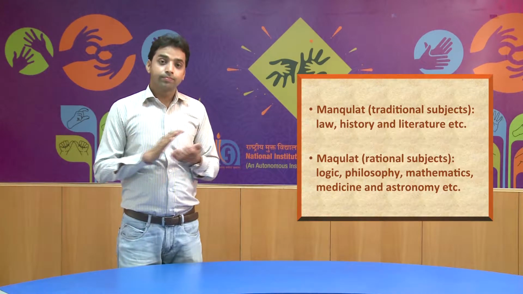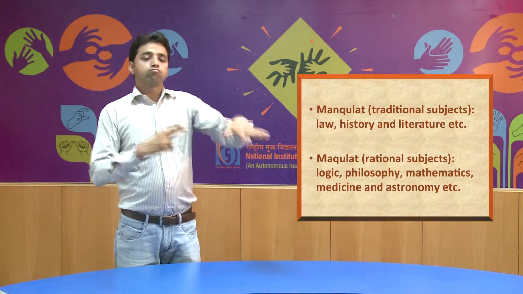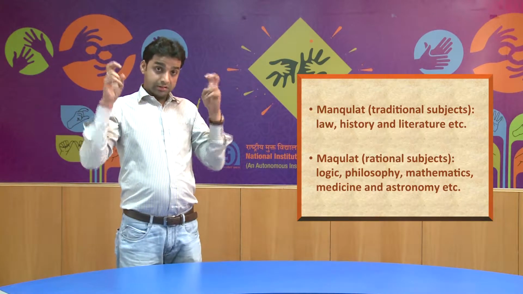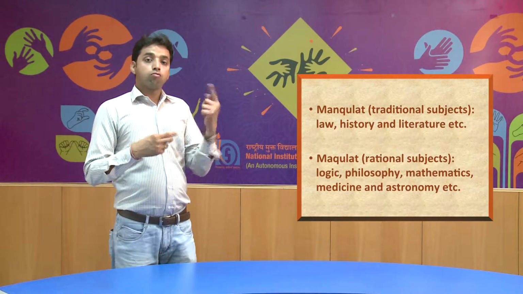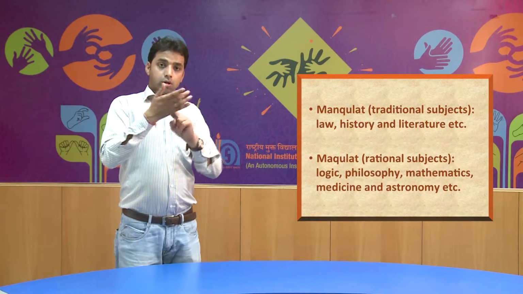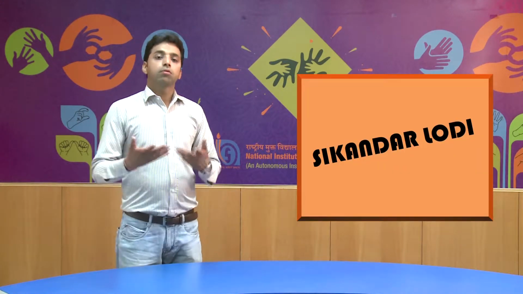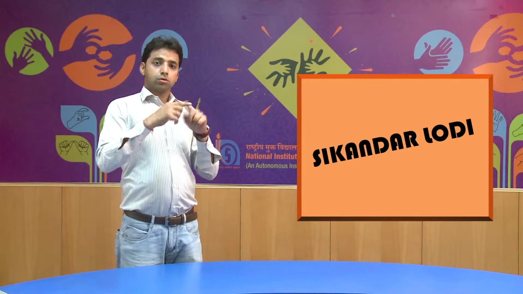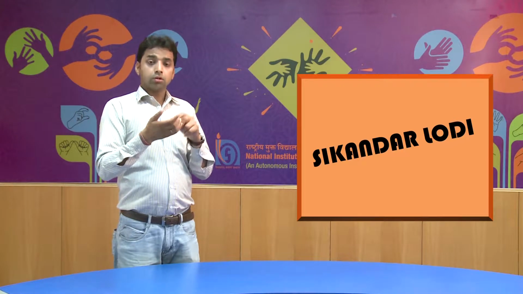However, rational subjects became more important and popular among people. Traditional subjects were more popular during the rule of the first Sultanate of Delhi. However, during the rule of later Sultans like Sikandar Lodi, the stress was laid on the study of science subjects.